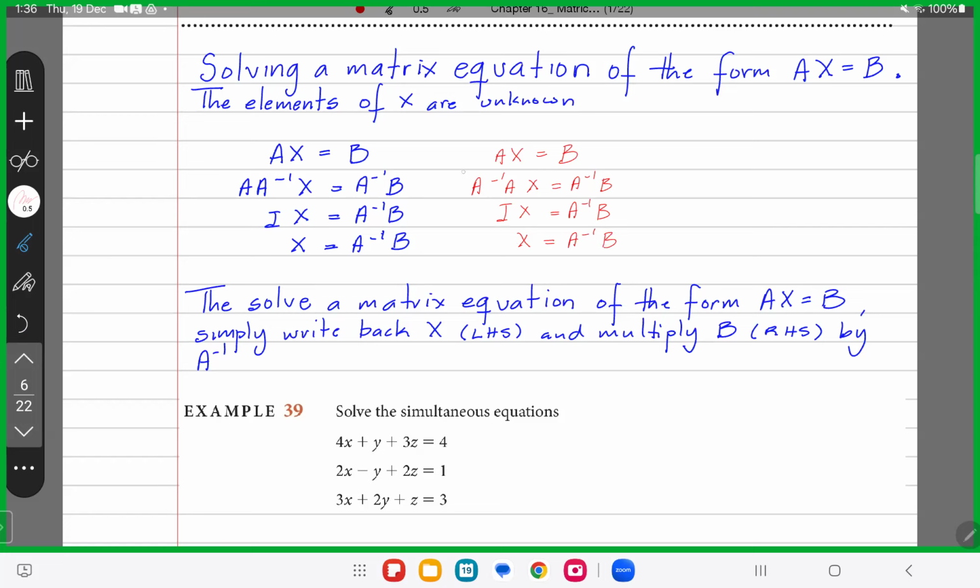Because we know that this is going to happen in the middle, we don't do it. All we do is we move from here, go straight to here.